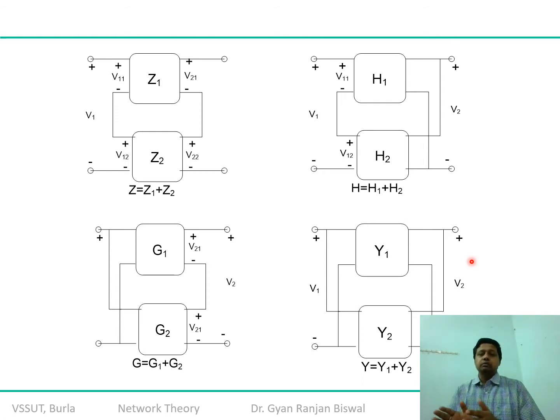That means both networks are interconnected in parallel, and you know that admittances can be directly added in parallel, just like impedances can be added in series. So Y is equal to Y1 plus Y2. That is the reason. Therefore, whenever you have two networks interconnected in parallel, you should use the Y parameter for analyzing them. You can get numerous examples of that.